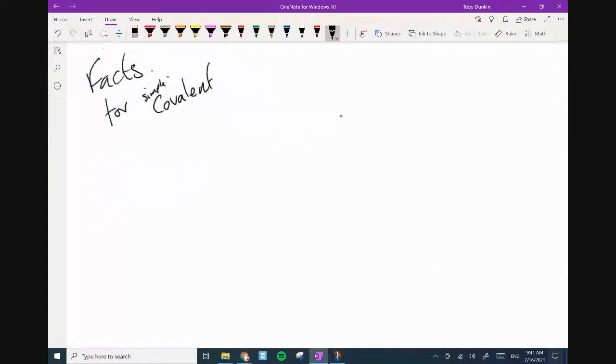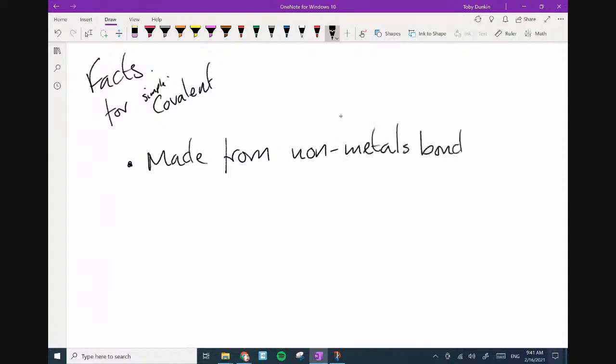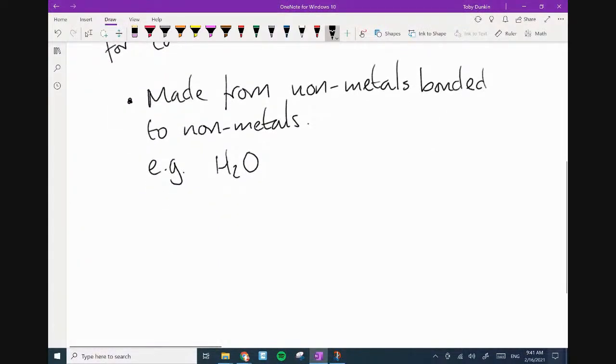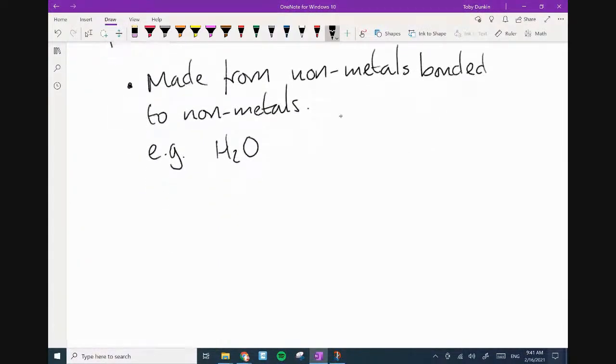substances. Number 1, made from non-metals, bonded to other non-metals. Let's look at an example of these. E.g. water, H2O, is all non-metals, therefore it's going to be simple covalent.